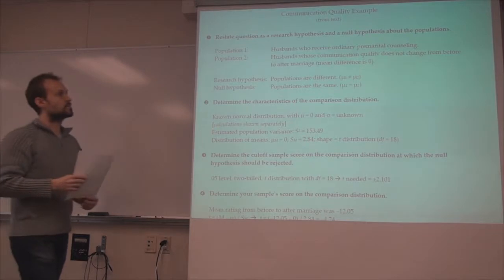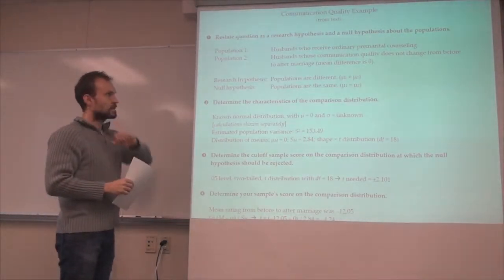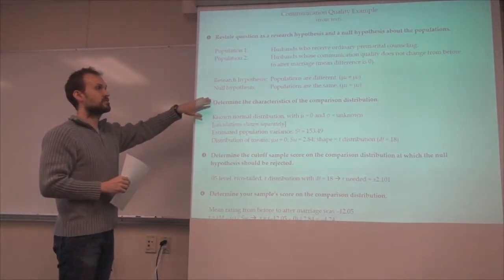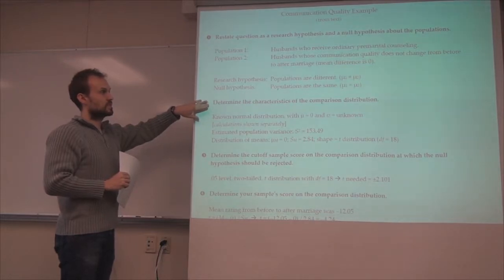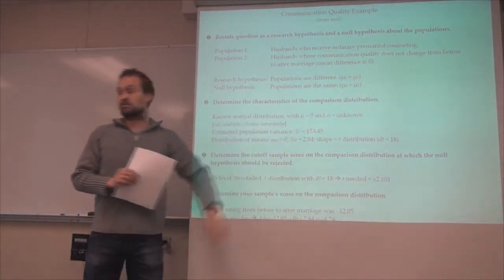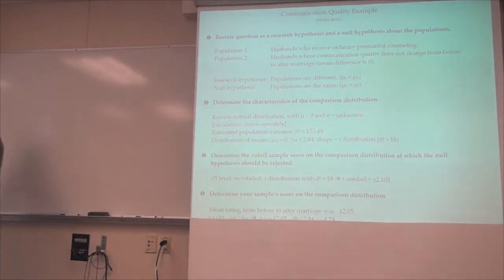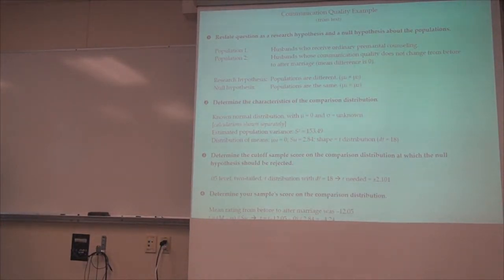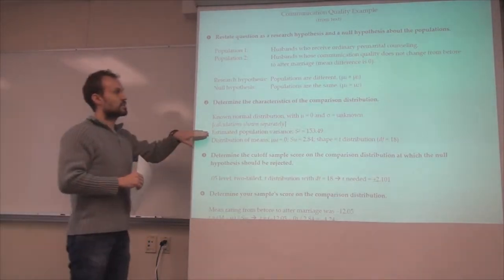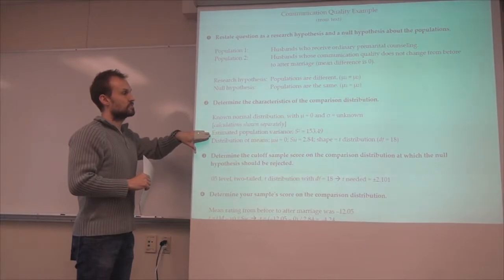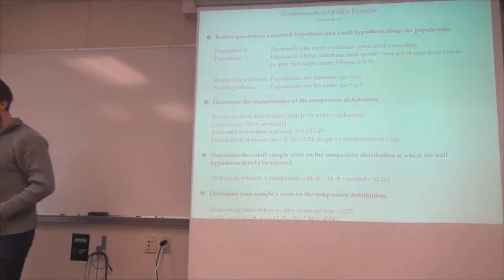Then I'm going to look at the comparison distribution, which is the distribution of all possible differences. Under the null hypothesis, that's going to have a 0 mean, meaning no difference, but I don't know the standard deviation. So I'm going to estimate the variance again. Let's look at the calculation.